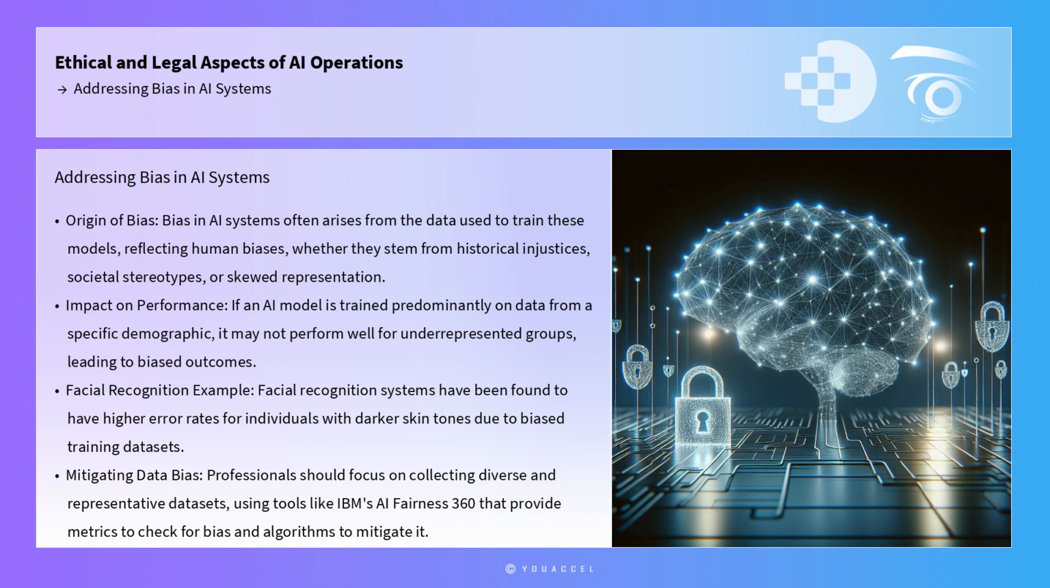A well-cited example is the facial recognition systems that have been found to have higher error rates for individuals with darker skin tones due to biased training datasets. Therefore, to mitigate data bias, professionals should focus on collecting diverse and representative datasets. Tools like IBM's AI Fairness 360 can be instrumental in this regard. This toolkit provides metrics to check for bias and algorithms to mitigate it, thereby helping developers to evaluate and improve the fairness of their models.